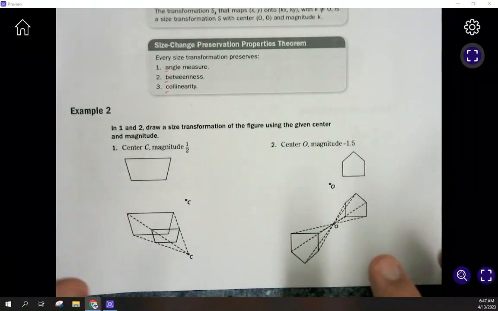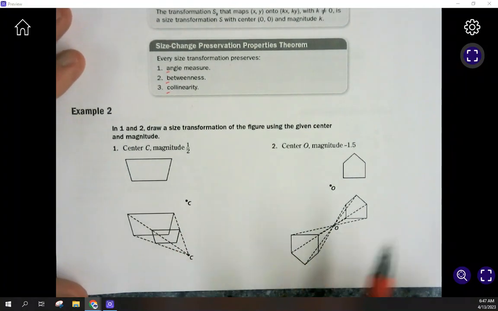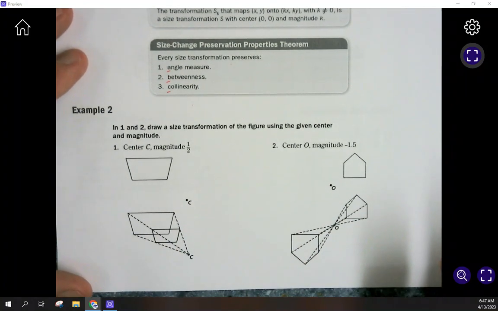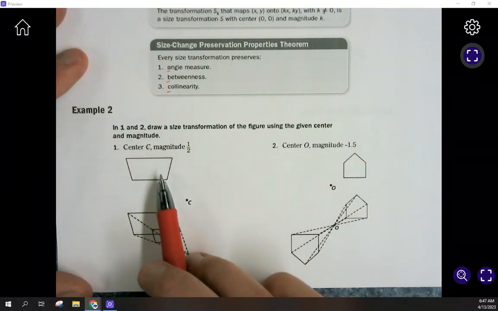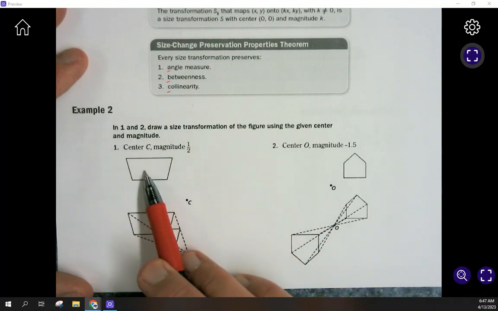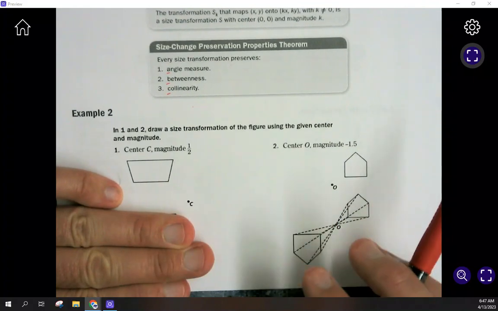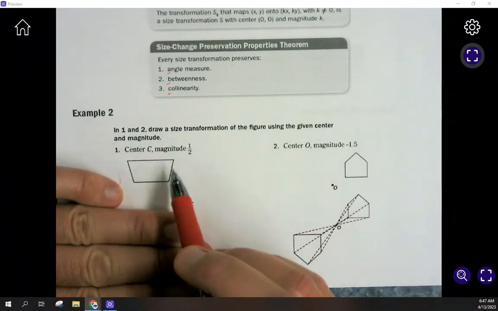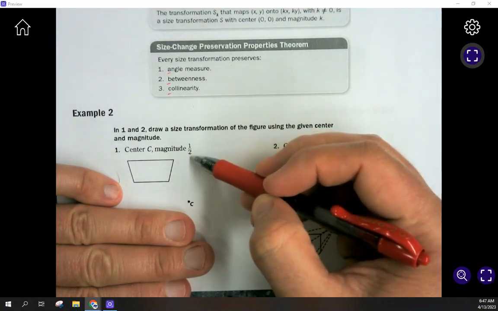All right, so what do these look like here? If you had to draw it, I'm not going to make you do that, but we need to understand the pictures as we move forward and look at these. So I've got the answers already provided for you, what you would do. So it says draw a size transformation. So if you were given this, here's center C, so pretend that this isn't here. This would be the problem that was given to you. You're given the shape, whatever it is. Here's the center, and the magnitude is 1/2.